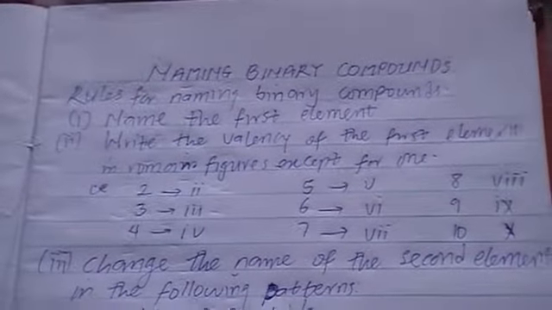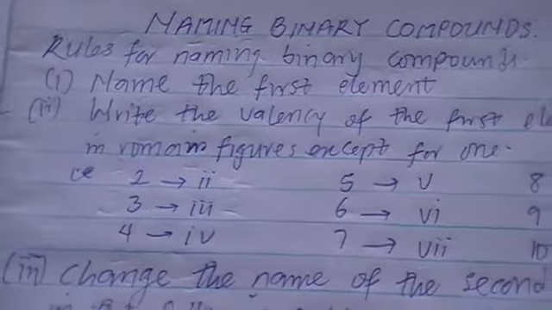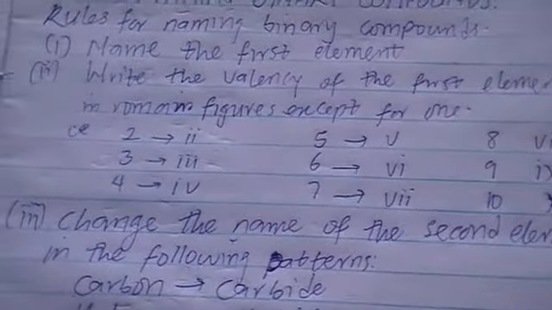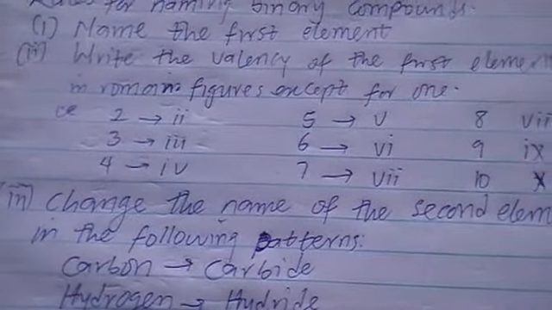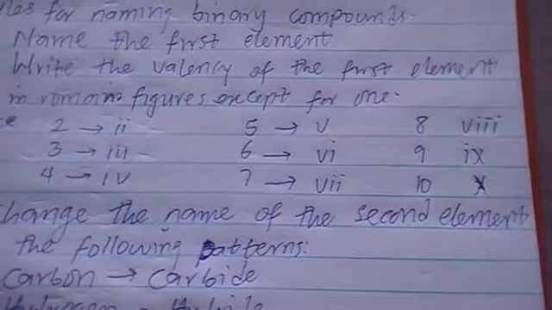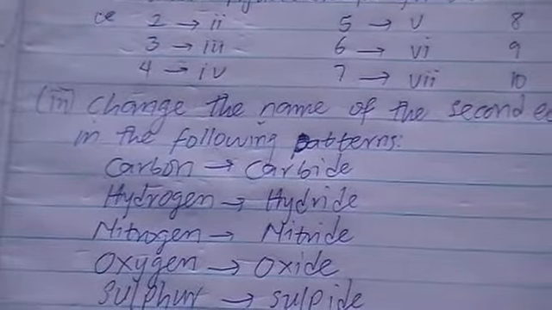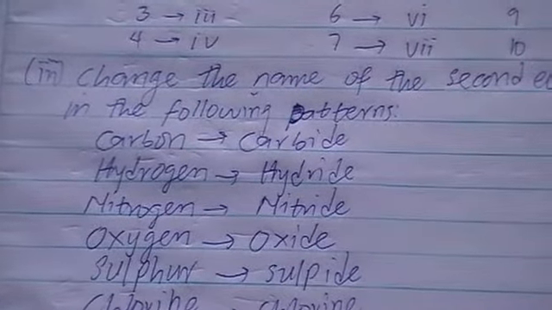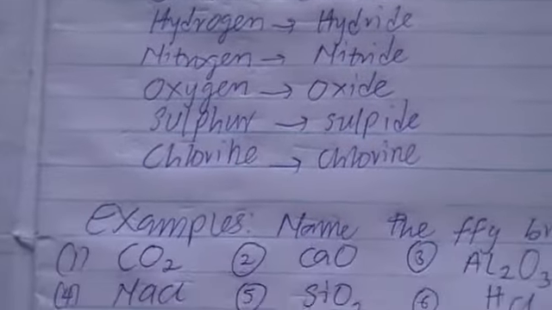So we have looked at the rules of naming binary compounds, which are: name the first element, write the valency of this first element in Roman figures except for 1, and the Roman figures for the elements are 2, 3, 4 as II, III, IV, 5 V, 6 VI, 7 VII, 8 VIII, 9 IX, 10 X. Then change the name of the second element accordingly in the following patterns: carbon change to carbide, hydrogen to hydride, nitrogen to nitride, oxygen to oxide, sulfur to sulfide, chlorine to chloride. Then we shall be looking at the following examples.